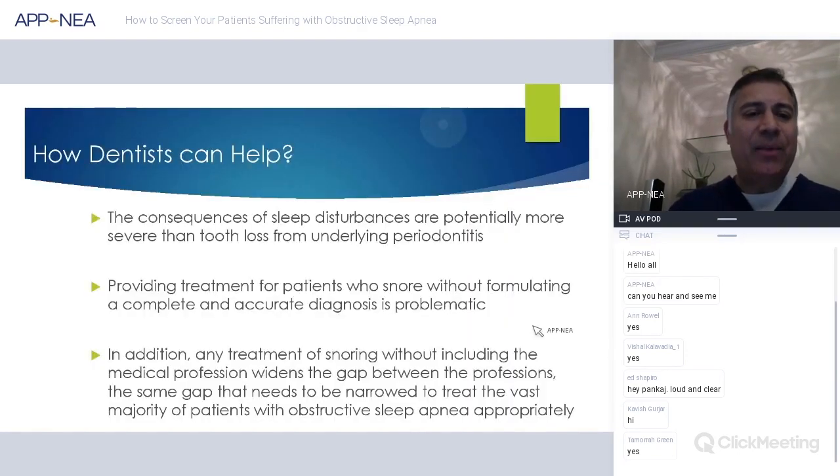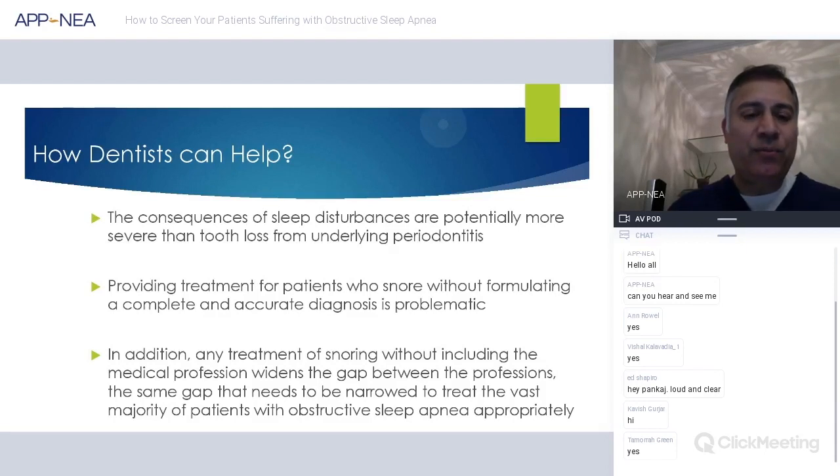So as dentists, how can we help? The consequences of sleep disturbance are potentially more severe than tooth loss from underlying periodontitis. That's important to understand. Providing treatment for patients who snore, and this is really very important to understand, without formulating a complete and accurate diagnosis is problematic.